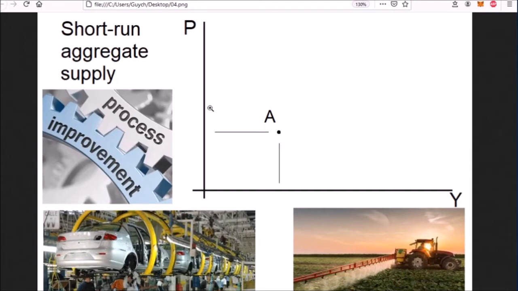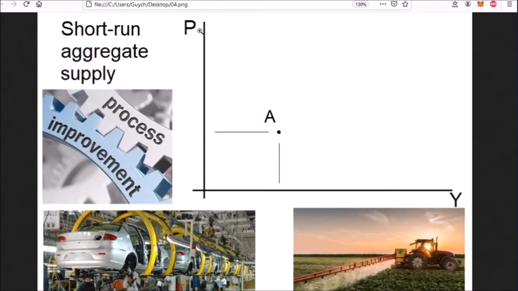The difference here is that we're not looking at a particular market of one particular good or service. This is not a market for pizza or not a market for chocolate. This is the market for everything produced in the country. So the vertical axis does not show the price of pizza or the price of chocolate.